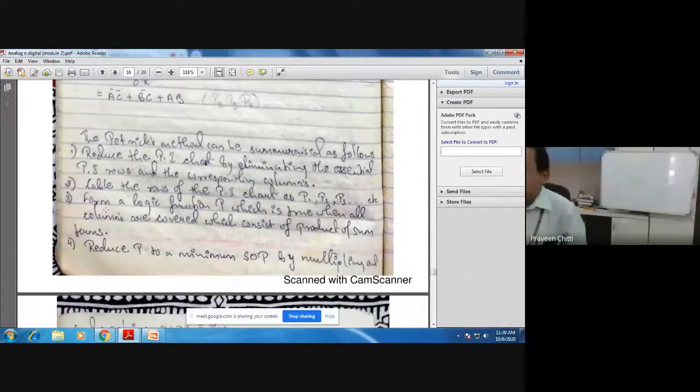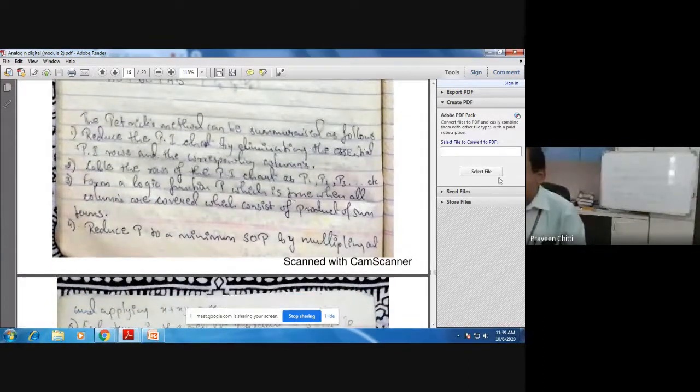And as I said, Petrick's method can be summarized. It is to reduce the prime implicant chart by eliminating the essential prime implicant rows and the corresponding columns. Like if you have already got some essential ones, we have to remove those and retain only those which you have not yet found as essential.